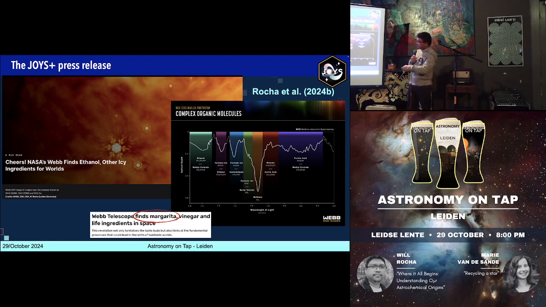So this also was part of the press release, and there was this other journal saying that they found margarita in space, but of course not there yet, right? We have water, we have alcohol, but then perhaps a few more ingredients for the margaritas.